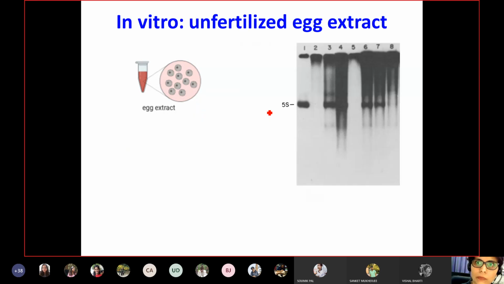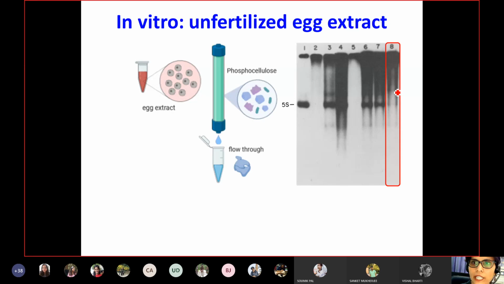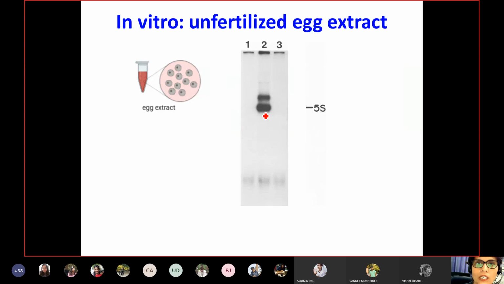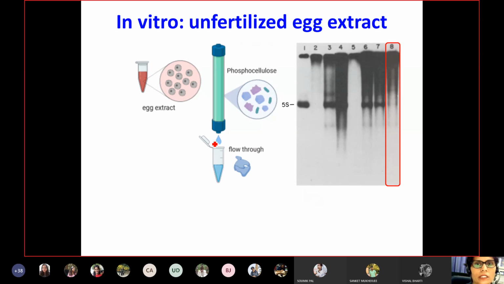Now, when you mix from lane 8, so this lane 8 was coming from the flow through plus exogenous RNA polymerase. When this was alone, it was not able to give 5S transcript. When this flow through together with exogenous RNA polymerase was mixed with unfertilized egg extract in the presence of 5S gene, you do not see any specific activation of 5S gene. That means you do not have any fraction inside your phosphocellulose flow through.